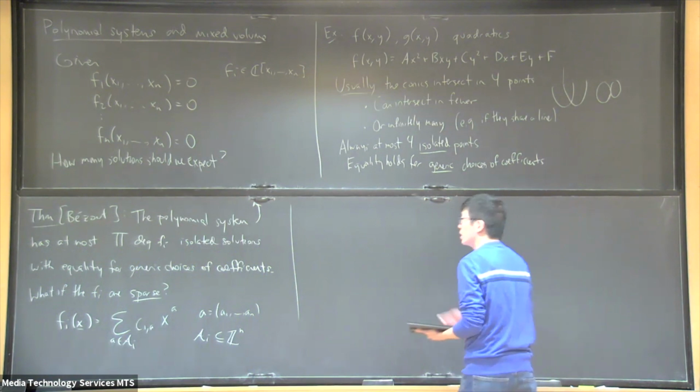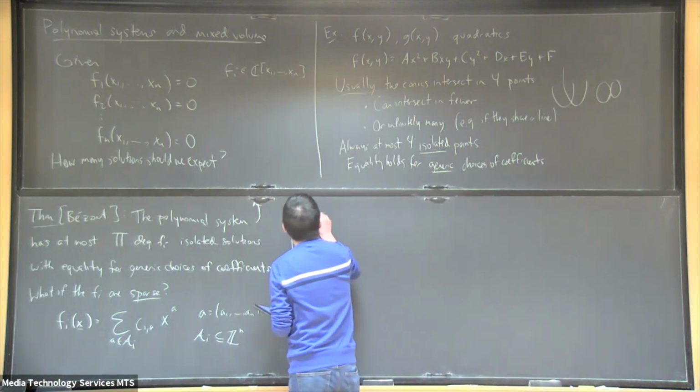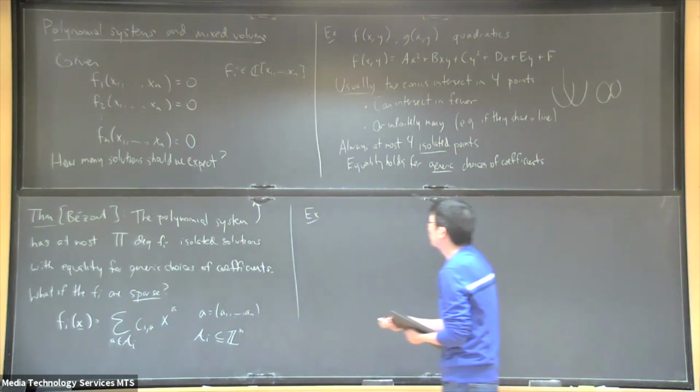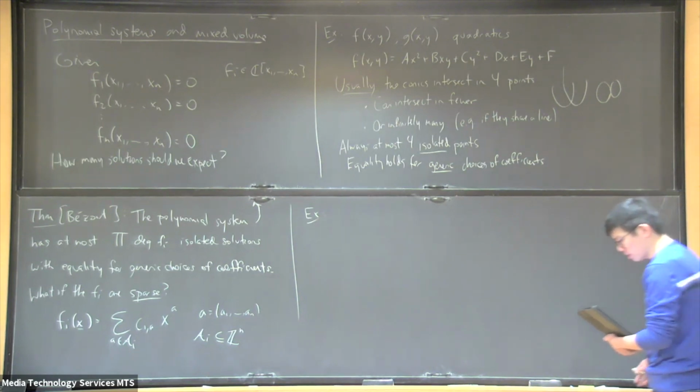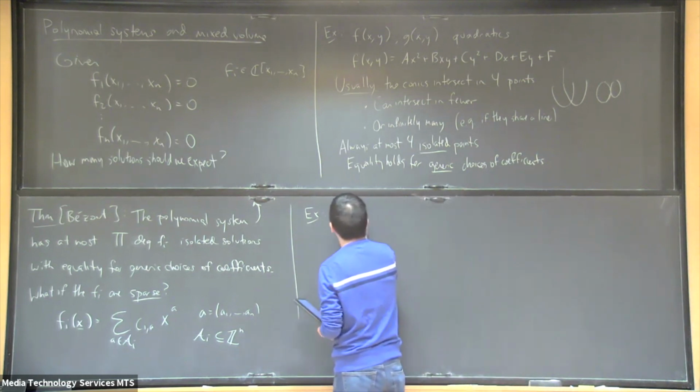So let's do an example. I'm going to do an example which is kind of similar to this quadratic example, except I'm going to pick supports for my two polynomials. So maybe I'll take my first polynomial.